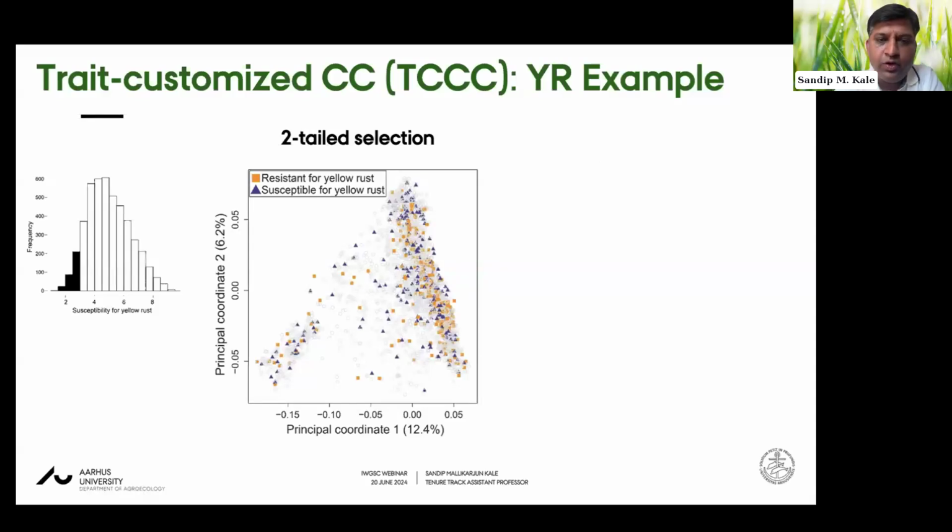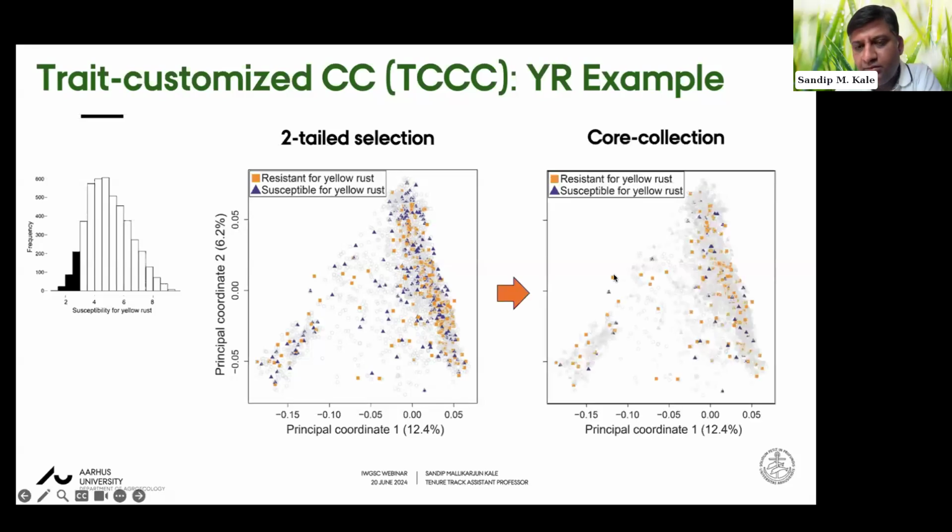We did this phenotyping for all these 6,000 accessions, but it was not possible to do multi-year, multi-location phenotyping, and that's why we decided to construct a trait-customized core collection. We used a two-step strategy. In the first step, we used the phenotyping data and identified the top 200 susceptible and resistant accessions, and then the phenotypic data was combined with the genotypic data, and 150 resistant and 50 susceptible accessions were identified for each disease, covering the diversity present in the entire collection.